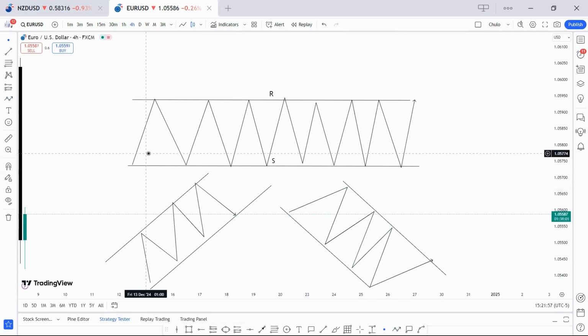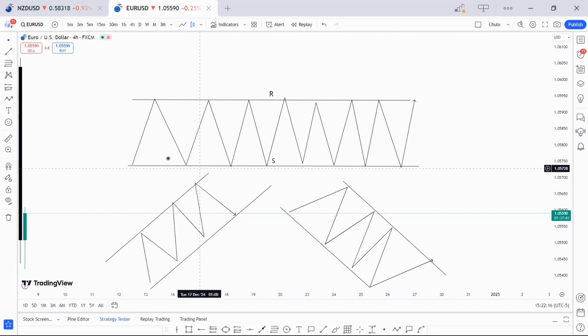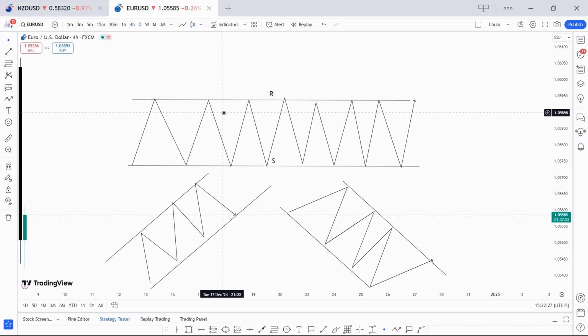In a ranging scenario, what we expect is that price keeps reversing: you sell at resistance and buy at support. What does this simply mean? The resistance clearly holds price from going above. So if the market is ranging in one particular direction, price just keeps creating highs and lows without invalidating the support level or the resistance level.